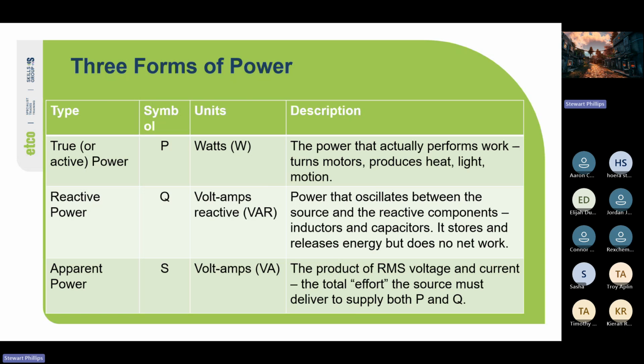And then the apparent power, or S, which is measured in volt amps. It's the product of the RMS voltage and current. It's the total effort the source must deliver to supply both P and Q. So take a moment to get these down. So when we're talking about true power, it's the power that's flowing in a resistive load, and it's the actual measure of work done. So when we talk about power in terms of watts, it's the actual work done. It's how many joules per second of energy that we're using to do the work.